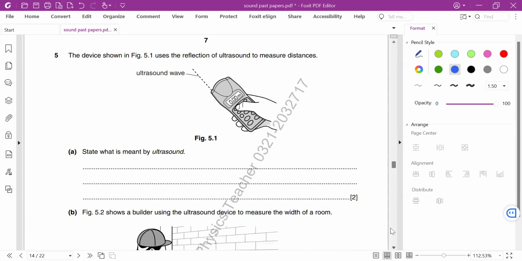A device uses reflection of ultrasound to measure the distance. Ultrasound is a sound of frequency above the audible range.